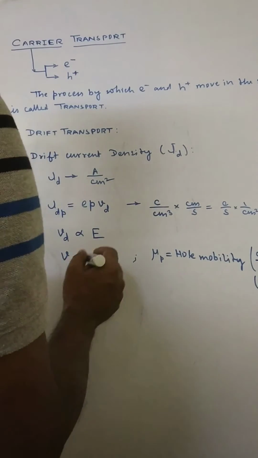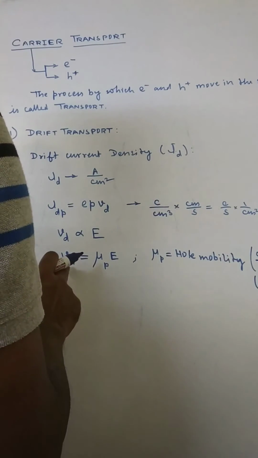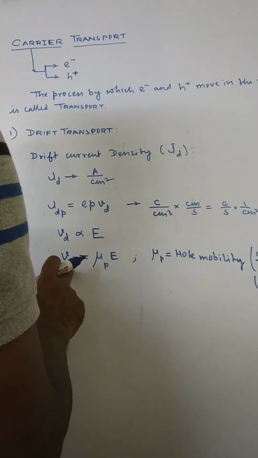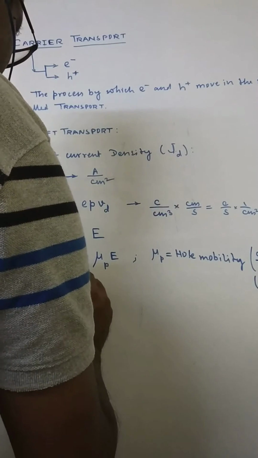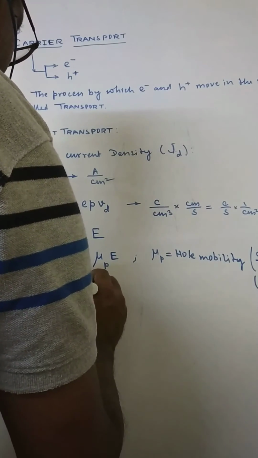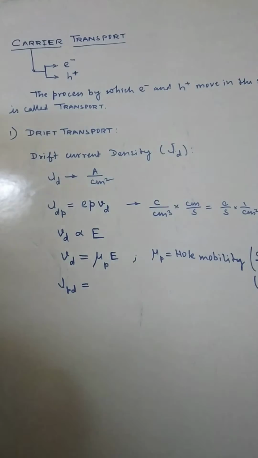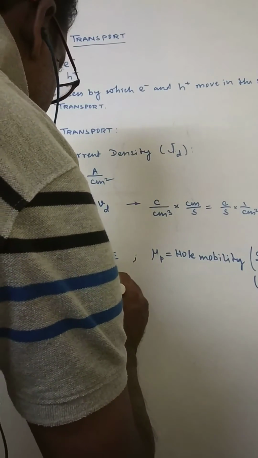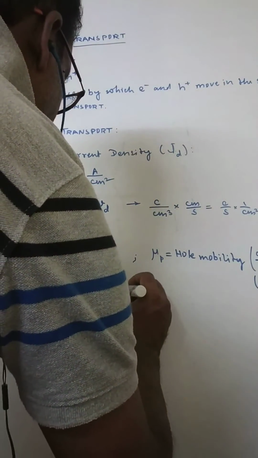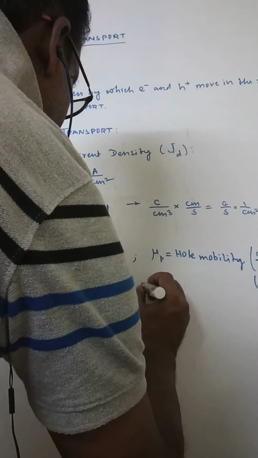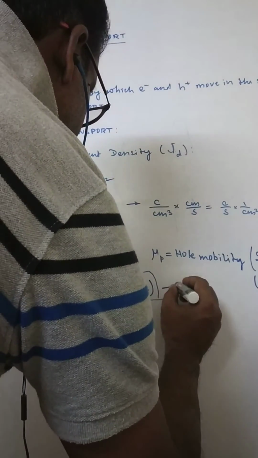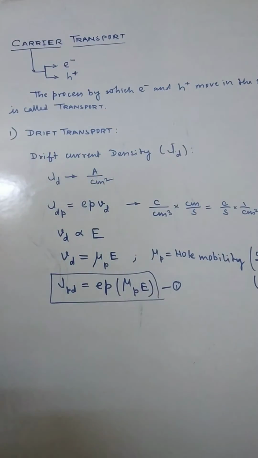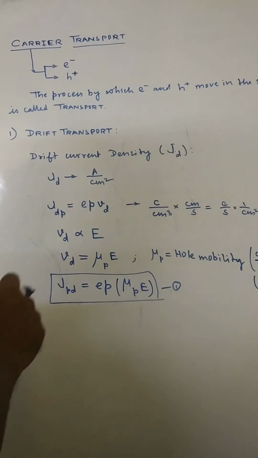Now if I substitute this drift velocity expression, the drift current density due to the hole is E into P, with Vd equal to mu P into E. So JDP equals E P mu P E. Let us call it equation number 1. This was due to the hole.